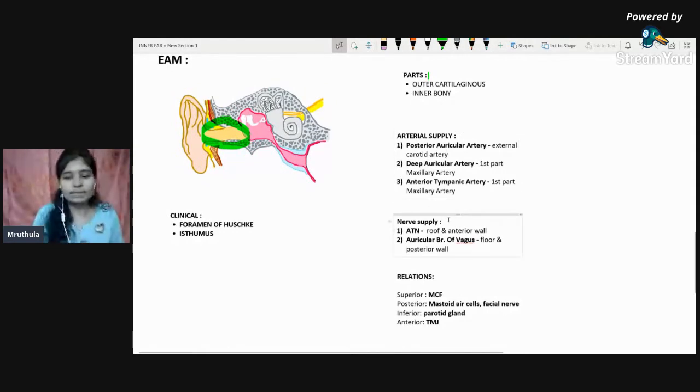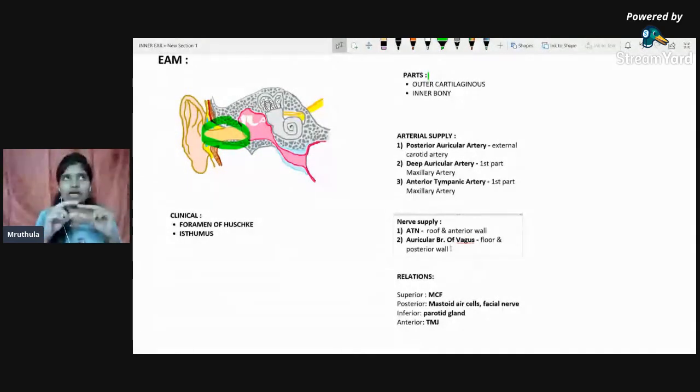Now coming to the nerve supply. The nerve supply is by two branches. What are the two branches? The auriculotemporal nerve. We saw it in the pinna also, right? The same nerve is supplying here, and the other nerve is the auricular branch of the vagus. Both of them give cutaneous supply to the pinna as well. Just correlate with it. Now, what is the exact location which these nerves are supplying?